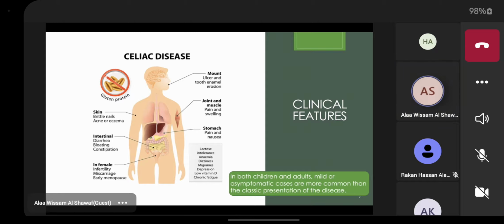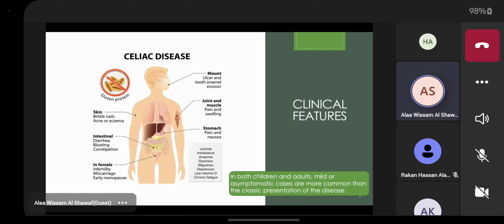For the extraintestinal symptoms, first of all, we have malabsorption symptoms such as fatigue, weight loss, vitamin deficiency, iron deficiency anemia, osteoporosis, hypocalcemia, and in children specifically, they might have failure to thrive, growth failure, and delayed puberty. For the dermatological association, we might have dermatitis herpetiformis. Neuropsychiatric symptoms can be peripheral neuropathy, depression, ataxia, headache, or irritability.